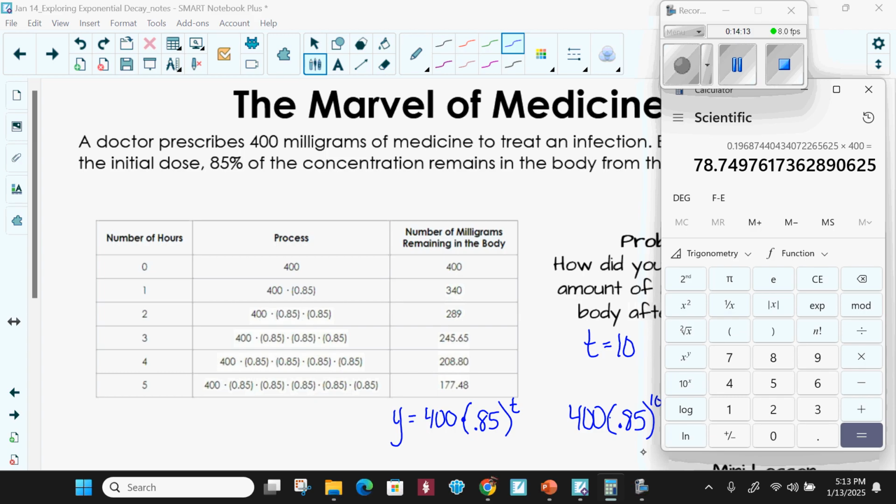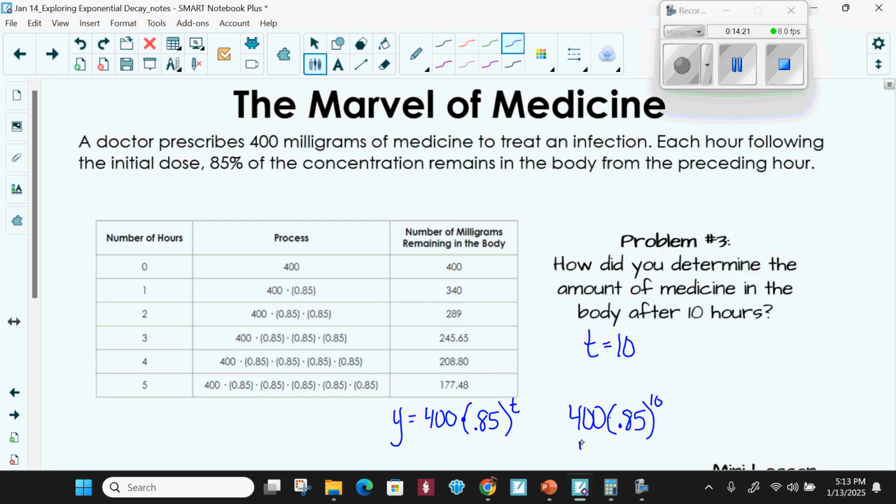Okay, so again, rounding off to 2 decimal places, to the 100th, that's going to be 78.75 milligrams. So that would be our answer for the 10 hours. Anytime you're trying to figure out a number that's not on your list or not the next number, you can use your equation and just substitute in. So that's what we've been working towards, getting an equation, being able to plug values in and solve that equation.